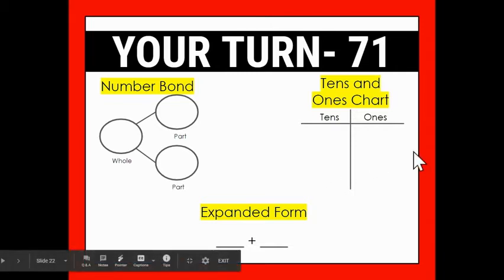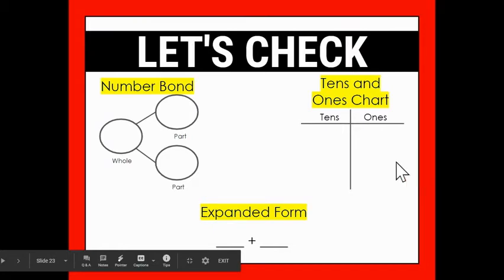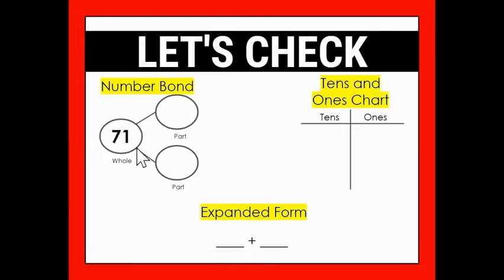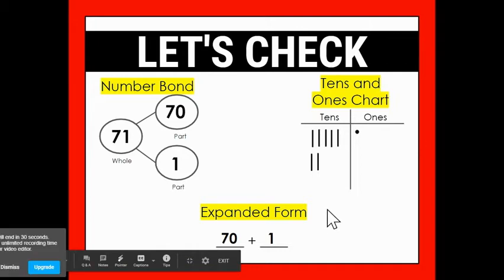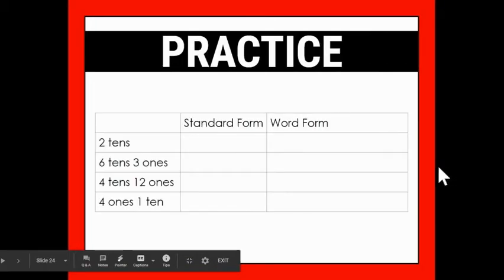All right, let's check your work. So for 71, for your number bond, did you have 71 as your whole? And then your 2 parts were 70 and 1? How about your tens and ones chart? Did you draw 7 lines for your tens? And then 1 circle for your ones? And then finally, let's come down and look at your expanded form. Did you have 70 plus 1? I hope you did.